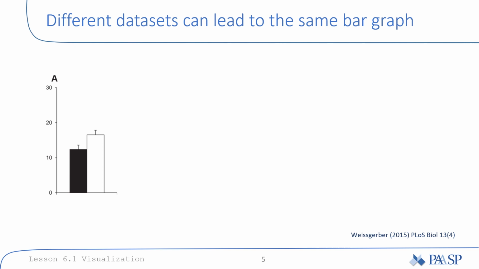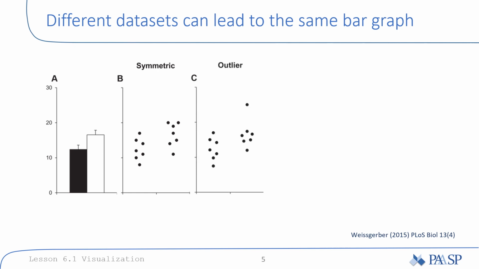The problem is that we often ignore the fact that many different data distributions can lead to the same bar or line graph as shown on this slide. For example, summarizing the data as mean and SEM may cause readers to wrongly infer that the data are normally distributed, like in panel B. But it could also be that outliers exist, like in panel C, or that different subpopulations might be present, like in panel D.